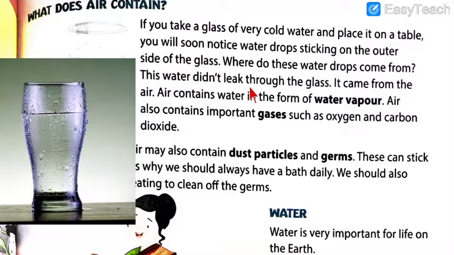This water didn't leak through the glass. So there is no leakage in the glass. Don't change your glass if this happens. Don't throw it away by saying, oh, there is a leakage in the glass. No, it came from the air. Now these water droplets came from the air. Now you will say, sir, unless there is rainy season, it won't rain. The water won't come from the air, but it will come.